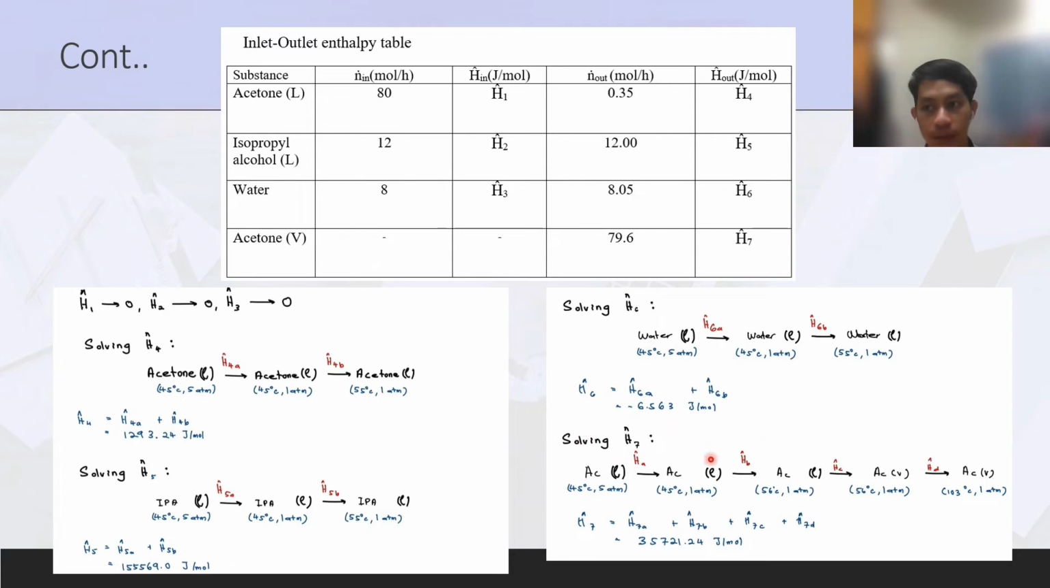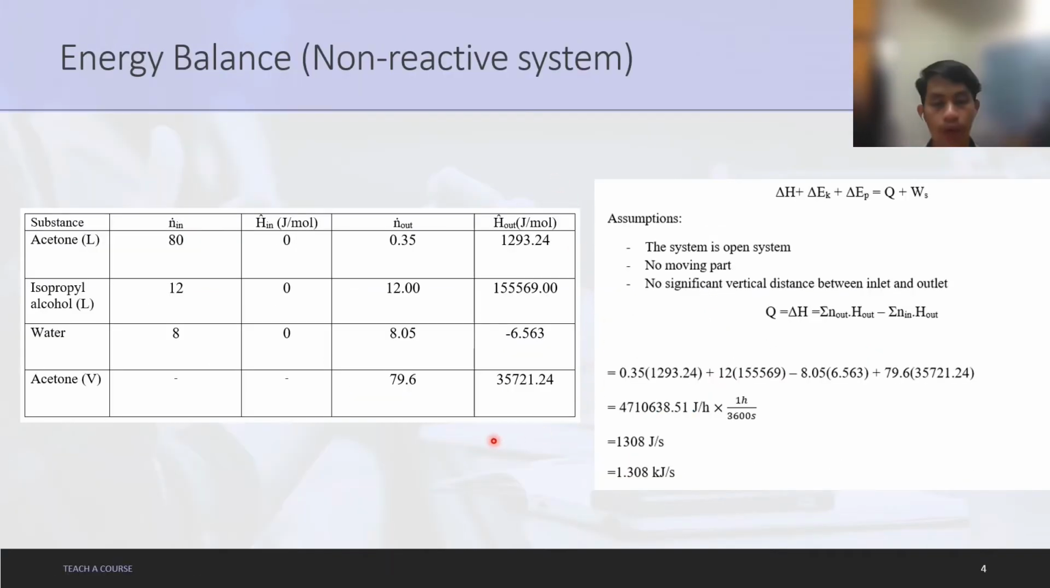Lastly, in finding H7, we need to find the summation of 4 types of heat, which are the heat when liquid acetone changes pressure from 5 atm to 1 atm, the heat when liquid acetone increases in temperature from 45 degrees to 56 degrees Celsius, the heat of vaporization when liquid acetone changes to vapor, and the heat when vapor acetone increases in temperature from 56 degrees Celsius to 103 degrees Celsius. Next, by doing all the calculation, we could complete the inlet and outlet enthalpy table.